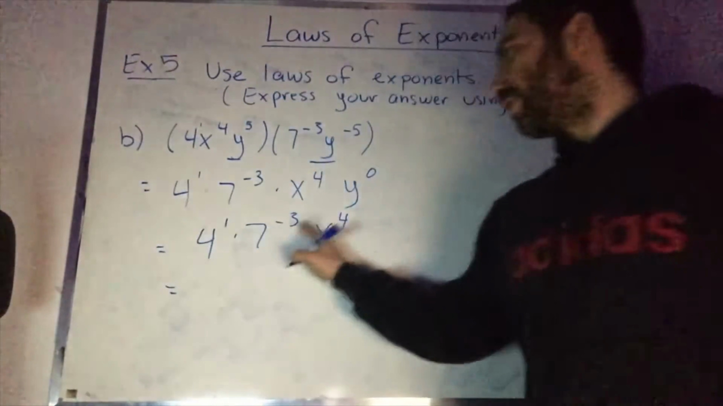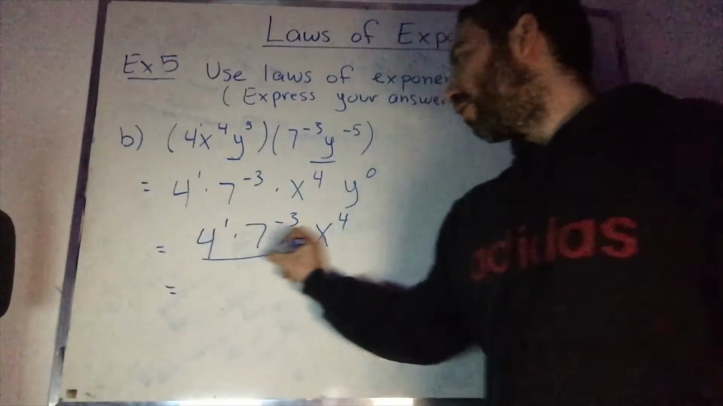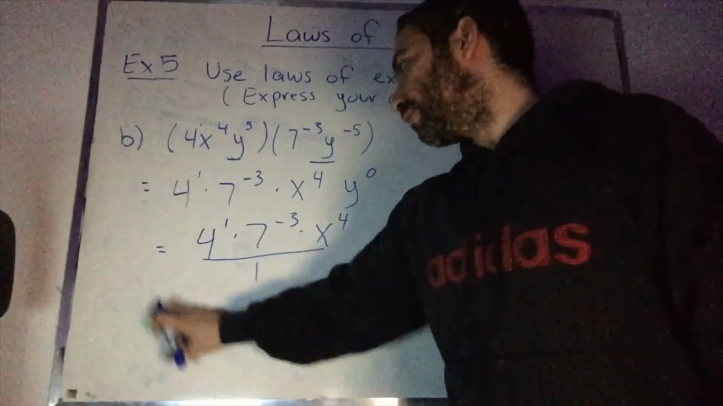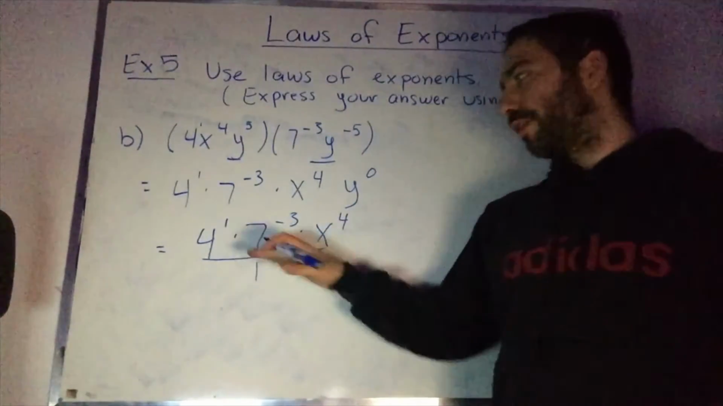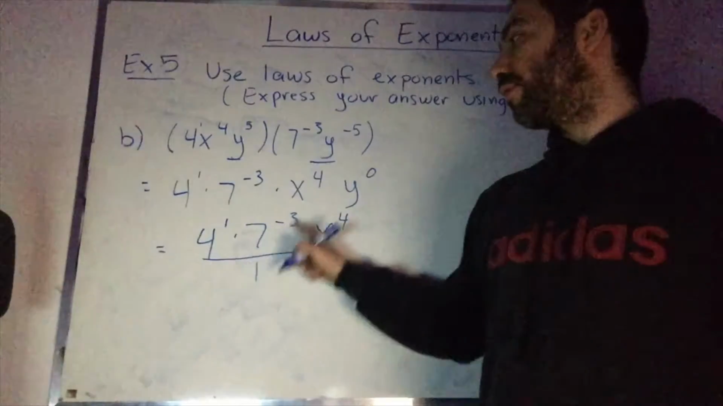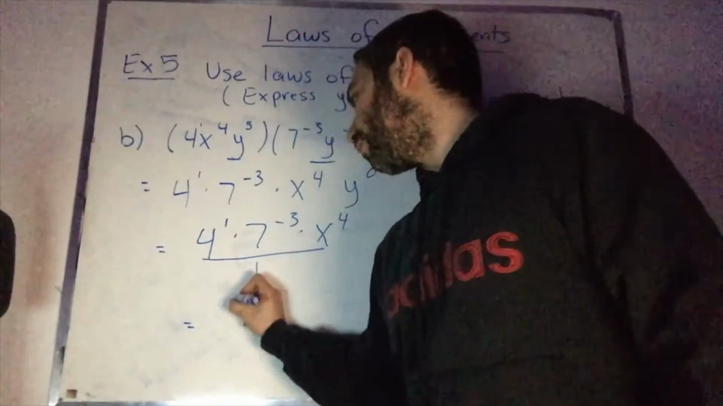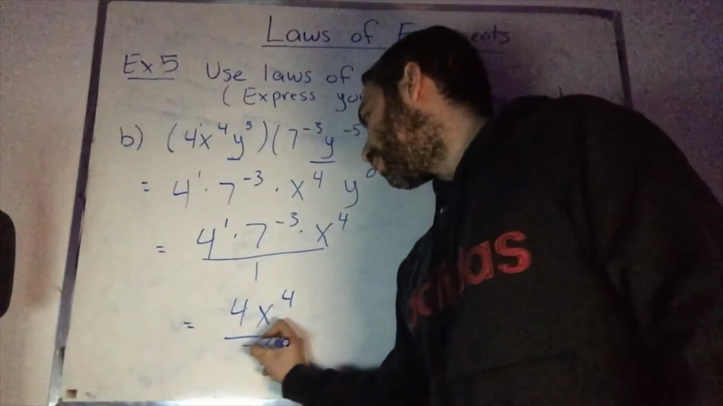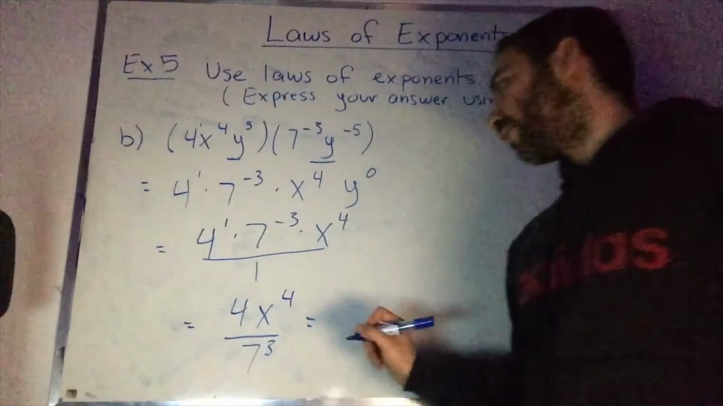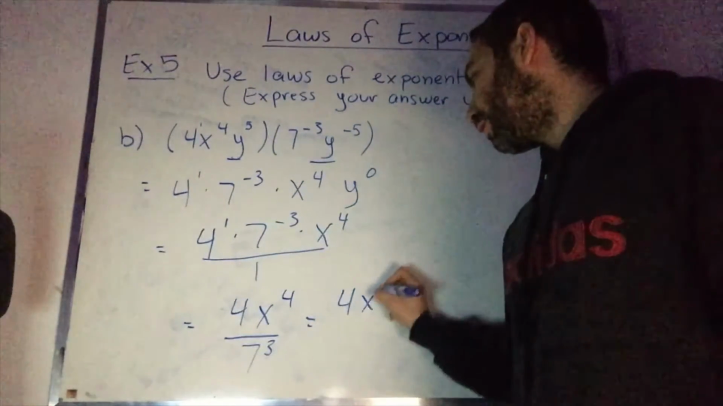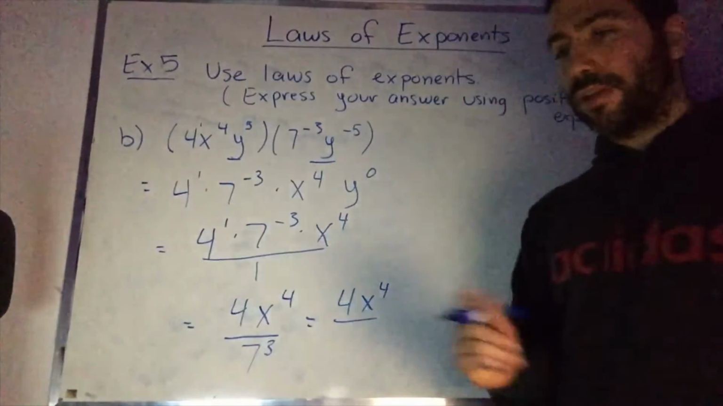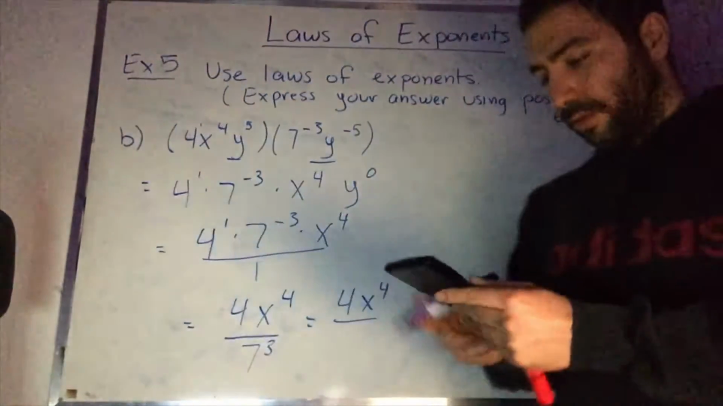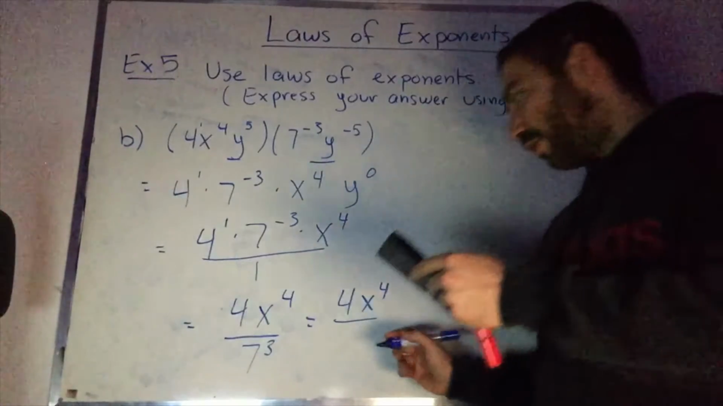Next, let's deal with the negative exponent. So think of this as all this over 1, because every number is over 1, so you can think of all this upstairs, so we have to bring the 7 downstairs. So we're left with 4 x to the 4, and the 7 to the 3 drops on the bottom. Okay, and let's go one step further. 7 to the 3, we could do this on the calculator. That's 7 times 7 times 7, which gives us 343.